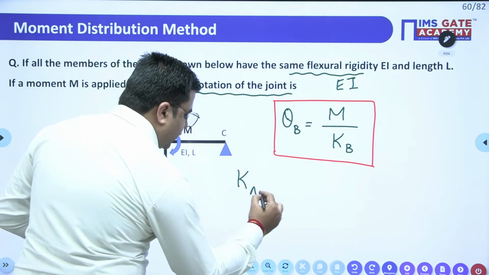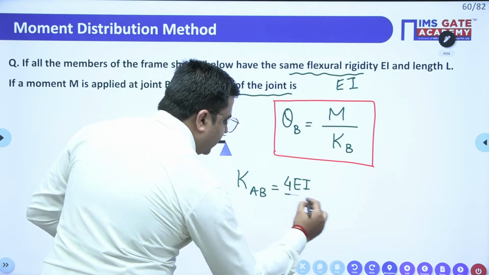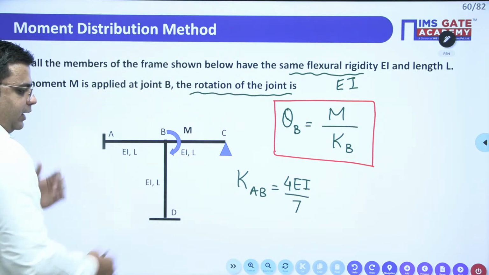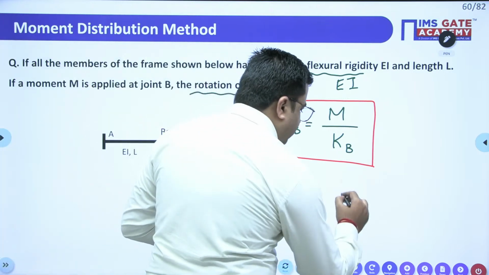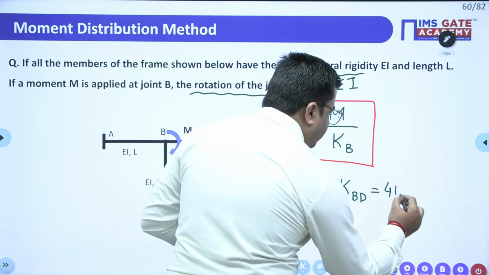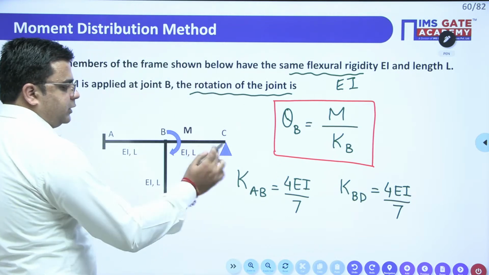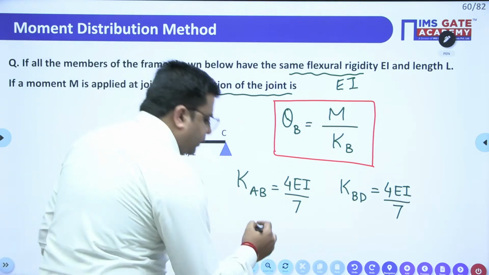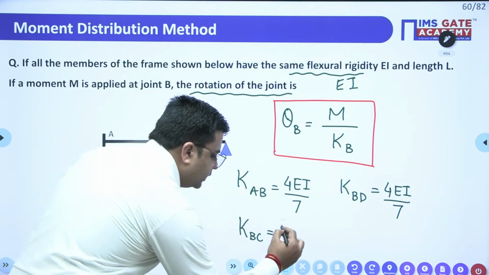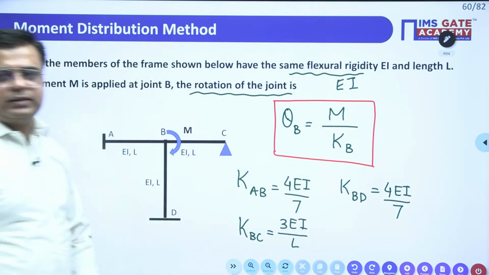Stiffness for AB is 4 EI by L. Similarly, for this member BD, again my far end is fixed, hence the stiffness KBD is again 4 EI by L. For this member BC, since my far end is hinged, the stiffness of the member BC is 3 EI by L.